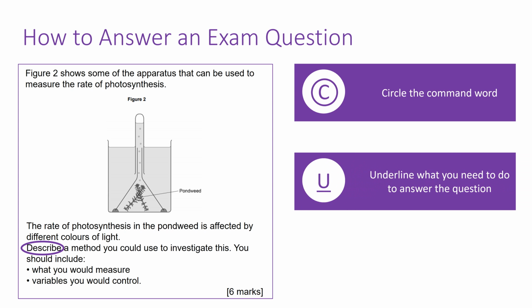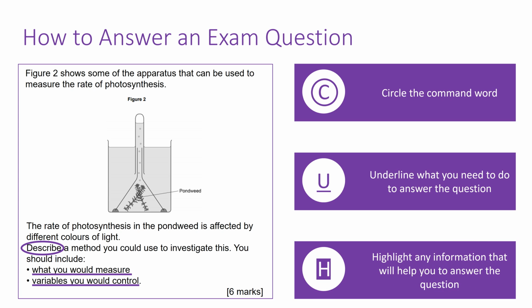Secondly, you then want to underline what you need to do to answer the question. The question is trying to help you here. The 2 bullet points give a good indication of what the marker is looking for. They want to see that you've decided what you will measure and the variables that you will control. It's giving you tips on what will count towards the marks.